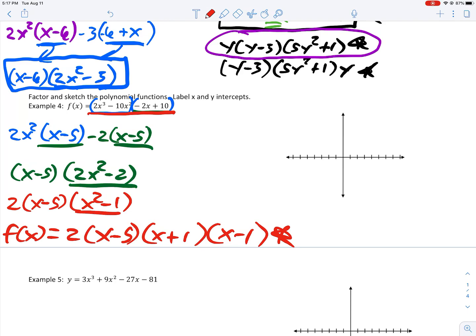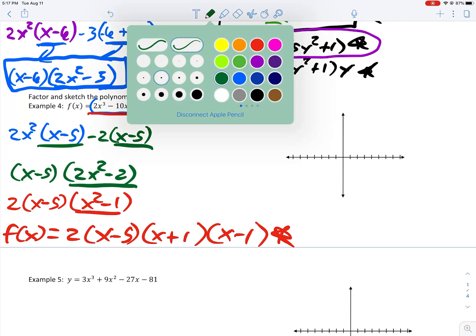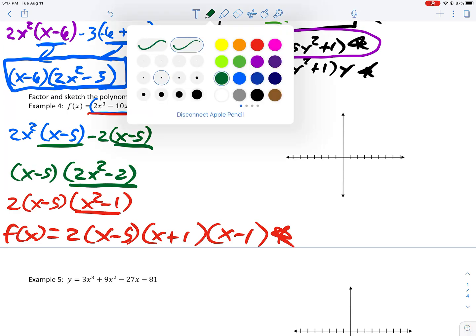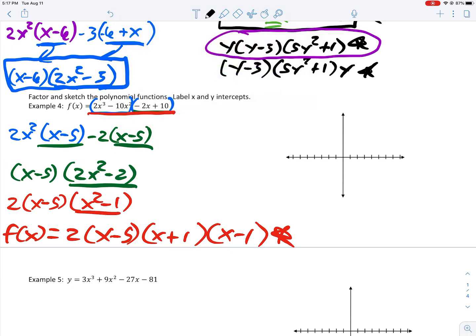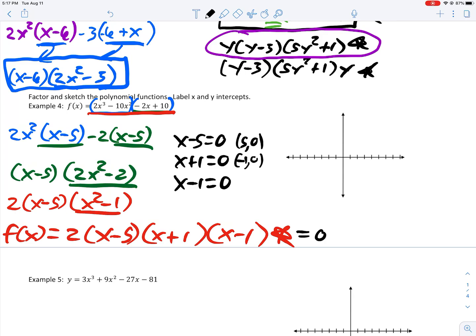Okay, so still haven't found what I need, right? I need my X-intercepts, my Y-intercept, and my end behavior. So I'm going to let this equal 0. So x minus 5 equals 0, x plus 1 equals 0, x minus 1 equals 0. So you get 5 comma 0, negative 1, and 1.